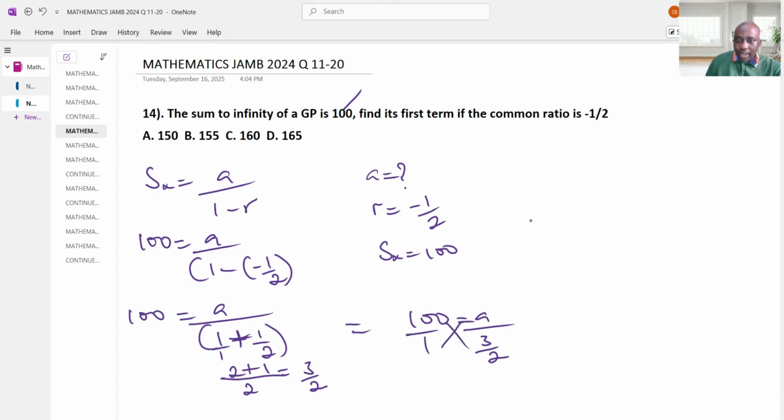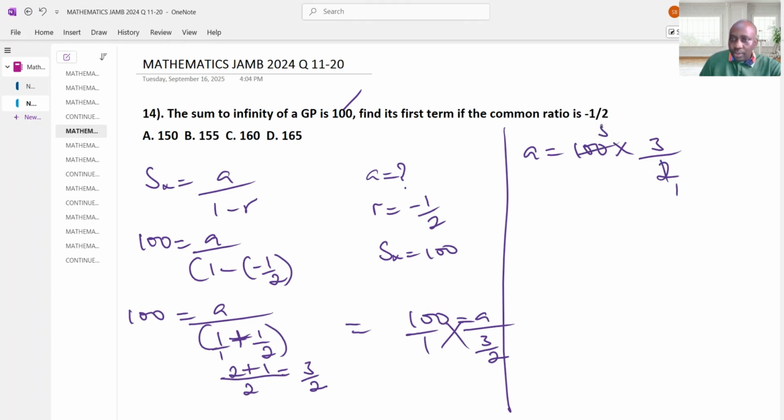Therefore, let's cross multiply. Let me divide this page into 2. Cross multiply. A times 1 is going to give us A. 100 multiplied by 3 over 2. 2 here 1, 2 here 50. A equals 50 times 3, which is 150. Do you have 150 there? Yes, our first term. The question says, what is the first term? Our first term is 150. The option A is the correct answer. Okay, now let's move to the next question.